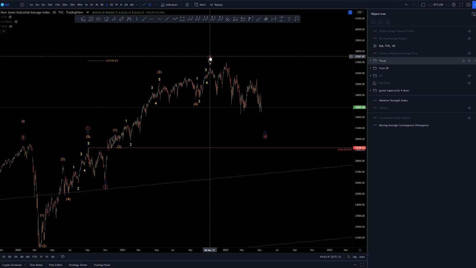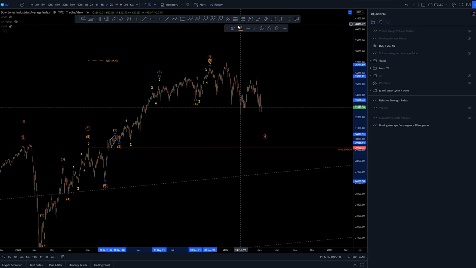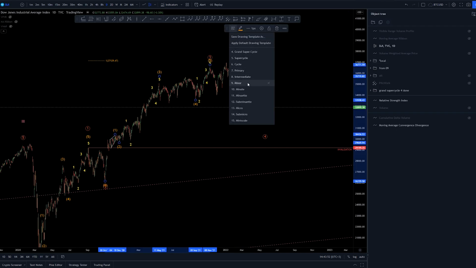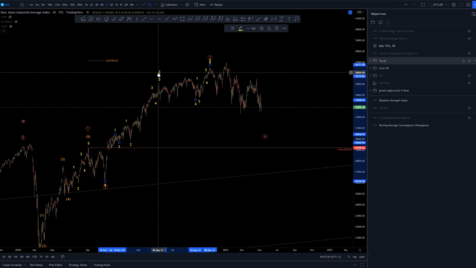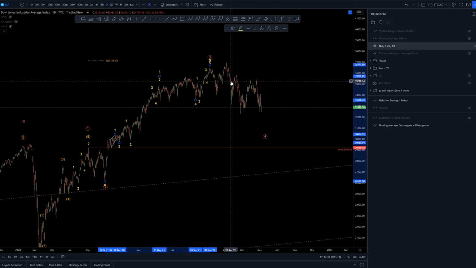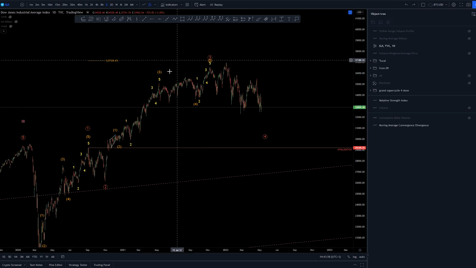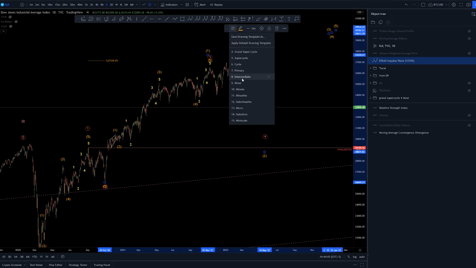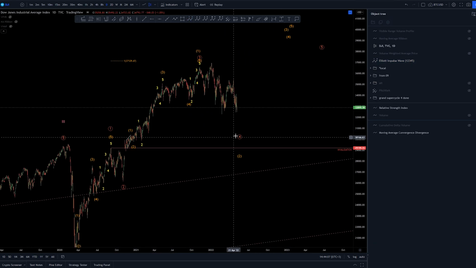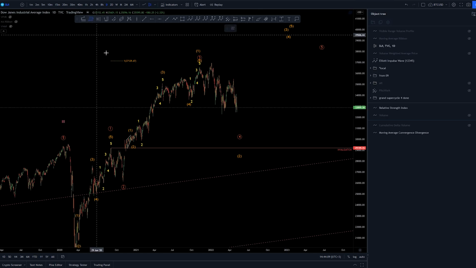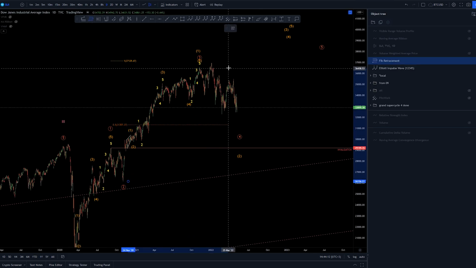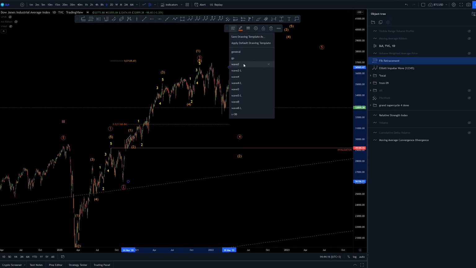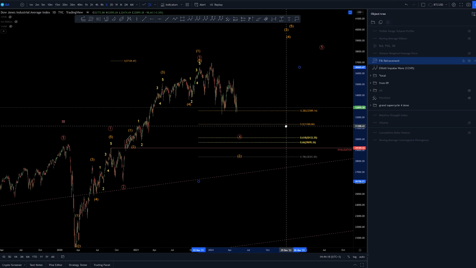Of course we could be saying that this structure here is downgraded to minor, and at that point this whole thing here would be just the 1, 2 of intermediary. But at that point we would be looking for targets a bit lower here for wave 2, and these would be the targets here.